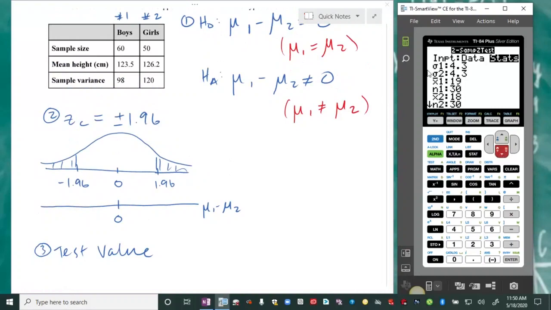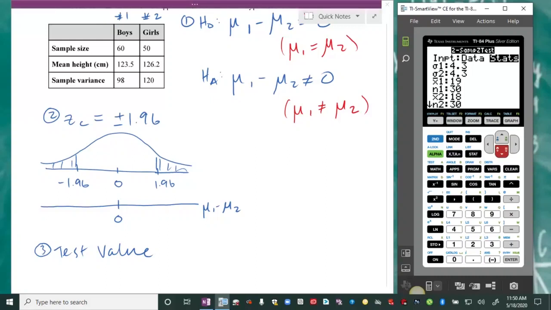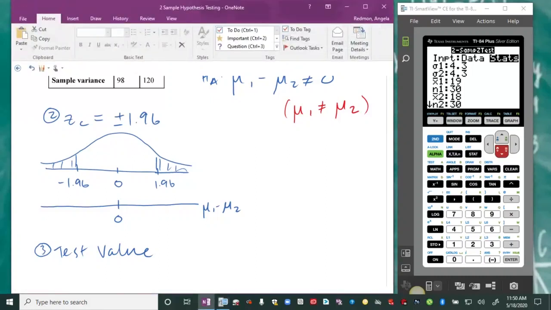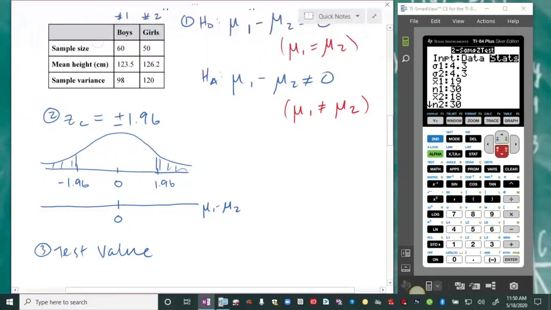And the first thing it asks me for is a population standard deviation. I only have a sample variance, so I need to go back here and remember how to get from my sample variance to my standard deviation. The variance is the standard deviation squared. So to get to my standard deviation, I need to take the square root of my variance.